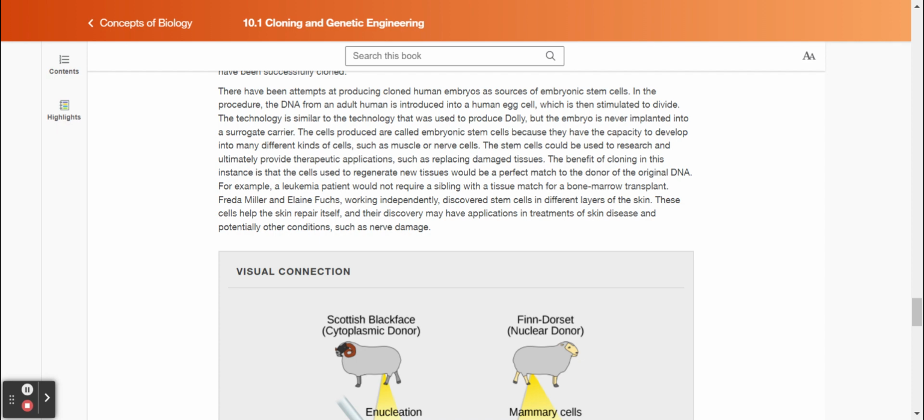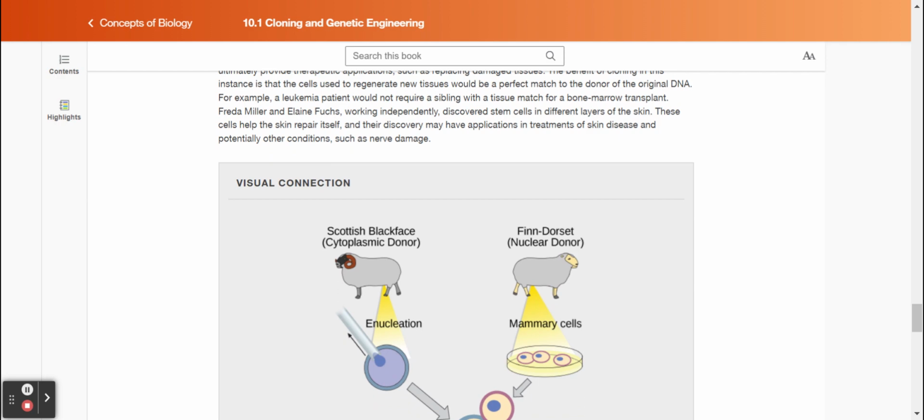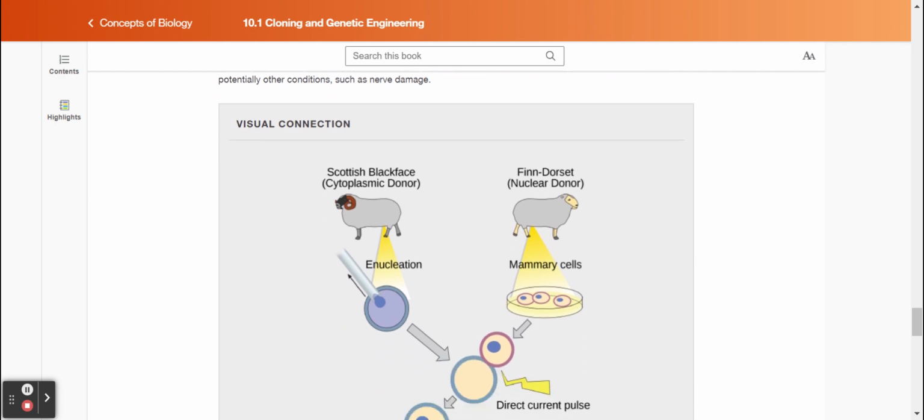Frieda Miller and Elaine Fuchs, working independently, discovered stem cells in different layers of the skin. These cells help the skin repair itself, and their discovery may have applications in treatments of skin disease and potentially other conditions, such as nerve damage.